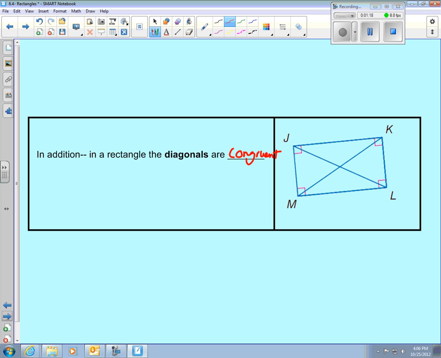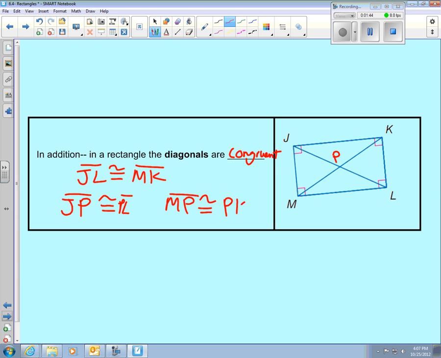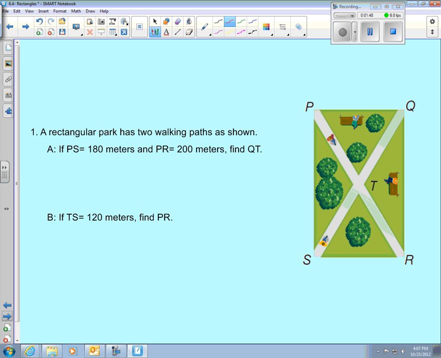So diagonals are congruent. So what that means here is that JL is congruent to MK. And when they bisect each other, then that's going to make a difference too. So if you put in a point P on there, we are going to be able to say that JP is congruent to PL, and then MP is congruent to PK. All right, so let's go ahead and put that to use.